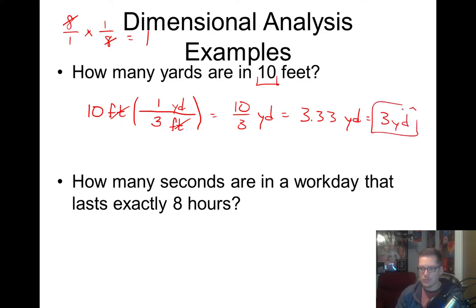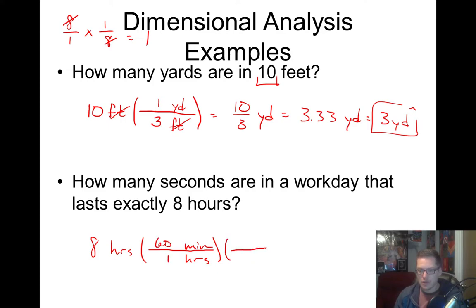All right. How many seconds are in a workday that lasts exactly 8 hours? We start with hours and we're going to seconds. Now you might know exactly how many seconds are in each hour, or what we could do is go to minutes first. So let's make this a 2-step. Our first step is going from hours, so we want our hours to cancel, and then we're going to minutes. For every 1 hour, there's 60 minutes.